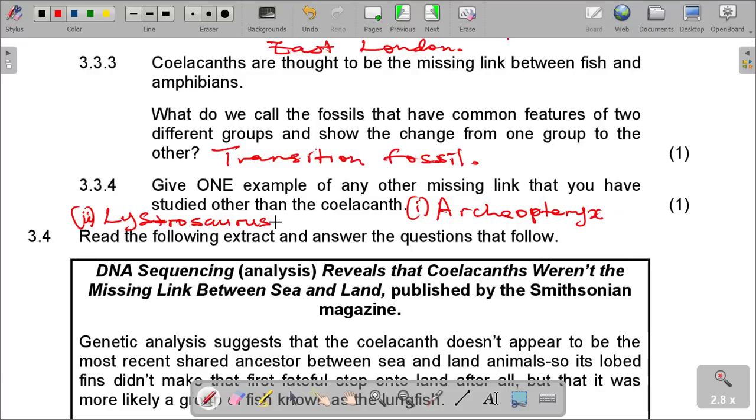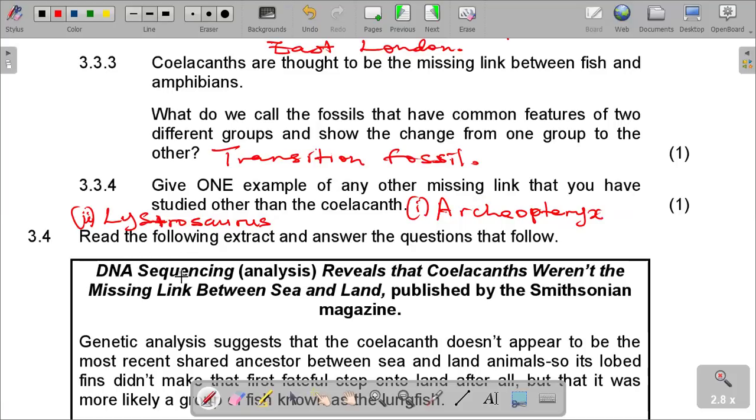So these are two examples that I found myself when I was researching this: the Listeriosaurus and then the Archaeopteryx. Those are the two that I have.